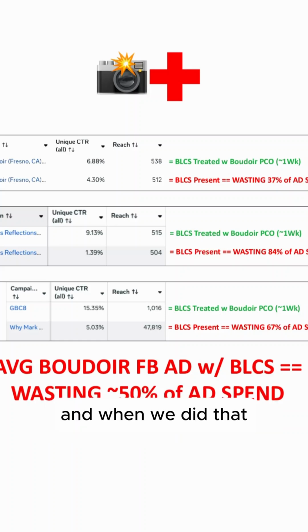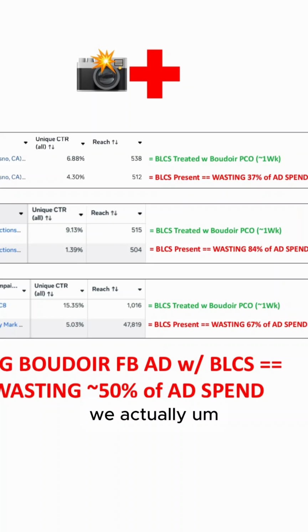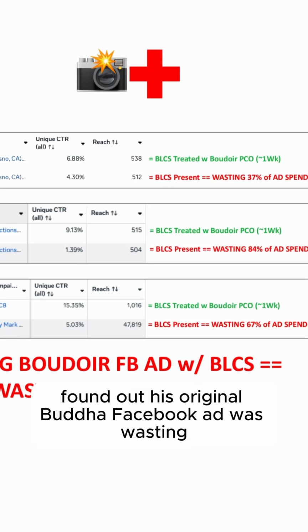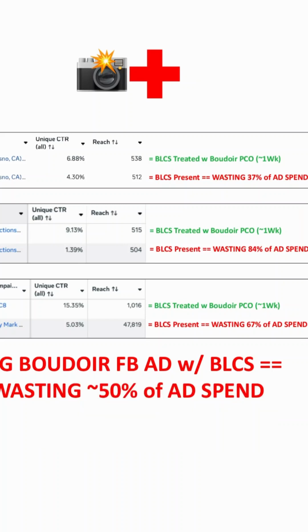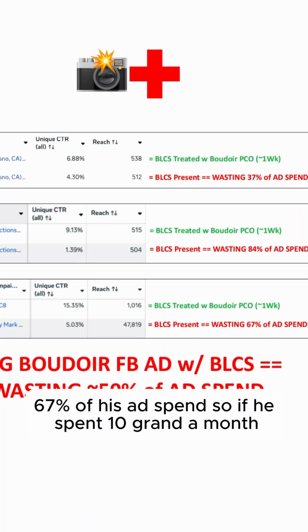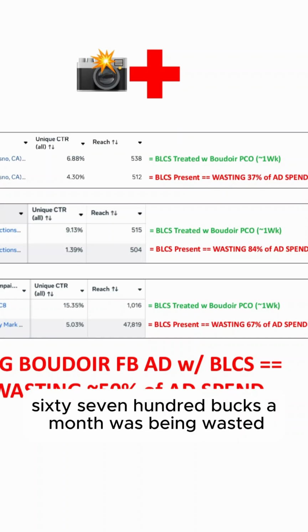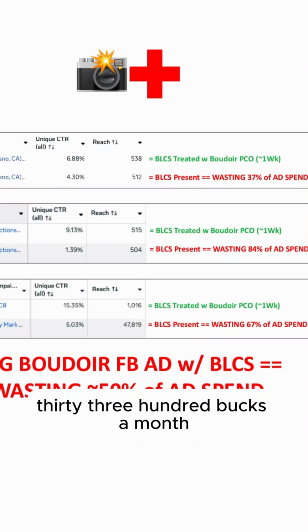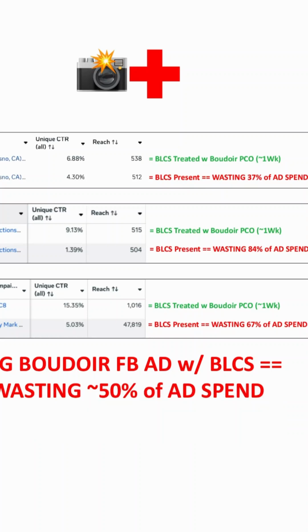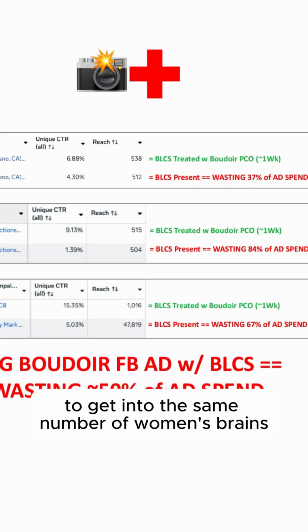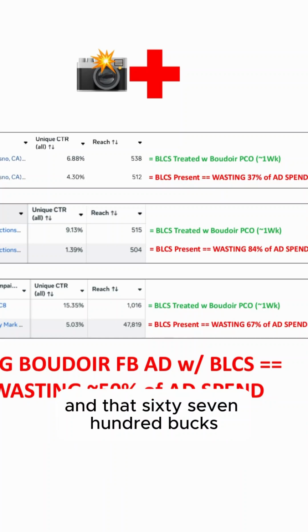And when we did that, we actually found out his original Boudoir Facebook ad was wasting 67% of his ad spend. So if he's spending 10 grand a month, $6,700 a month was being wasted. So now he only needs to spend $3,300 a month with his Boudoir Pico treated ad to get it into the same number of women's brains. And that $6,700 he no longer has to spend.